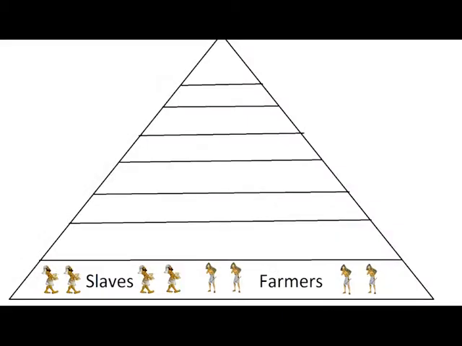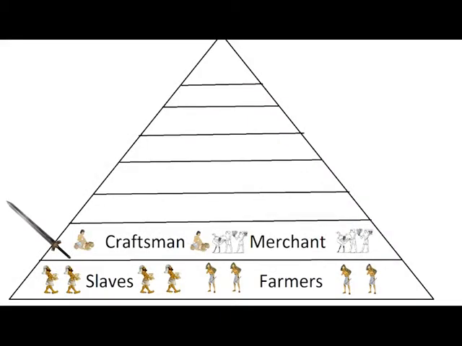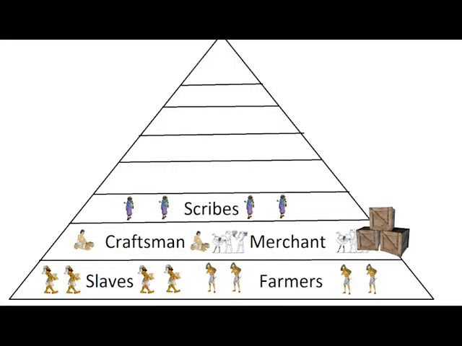So, above the slaves stood the craftsmen, those who made weapons, armor, pottery, and all things that needed to be made. Merchants were those who traded the goods, for example with other countries such as Lebanon.